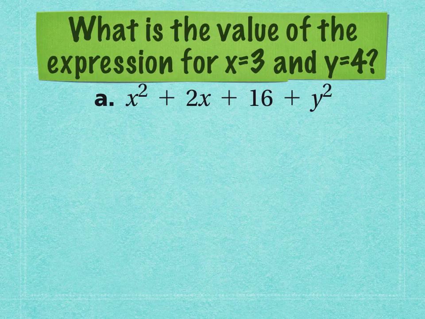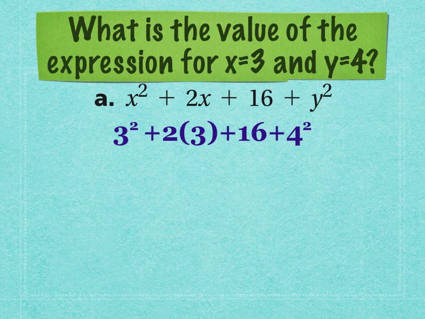The next example says, what is the value of the expression for x equals 3 and y equals 4? In this case, the expression is x squared plus 2 times x plus 16 plus y squared. We're going to substitute 3 for x and 4 for y. Again, it's important where the 2x was that we plug in 3 for x in parentheses so that we remember that we're supposed to be multiplying 2 times 3. So when I substitute, I have 3 squared plus 2 times 3 plus 16 plus 4 squared.